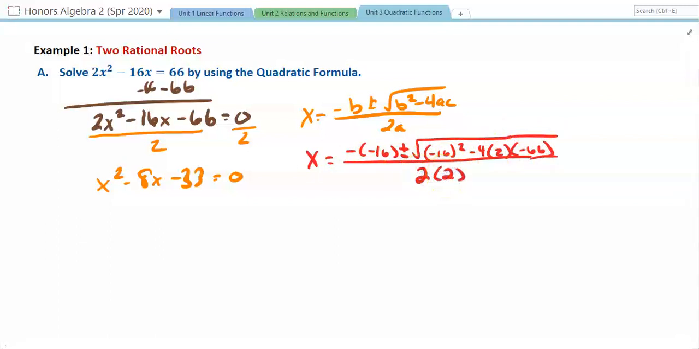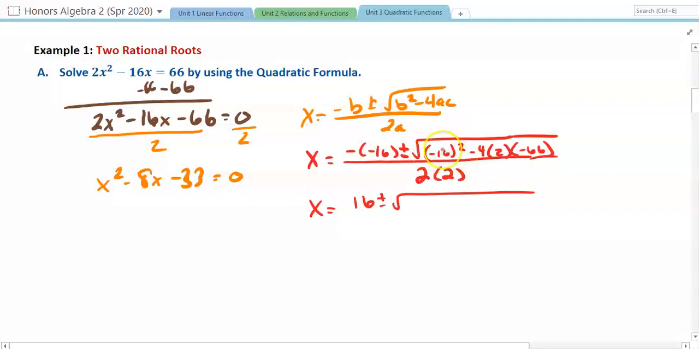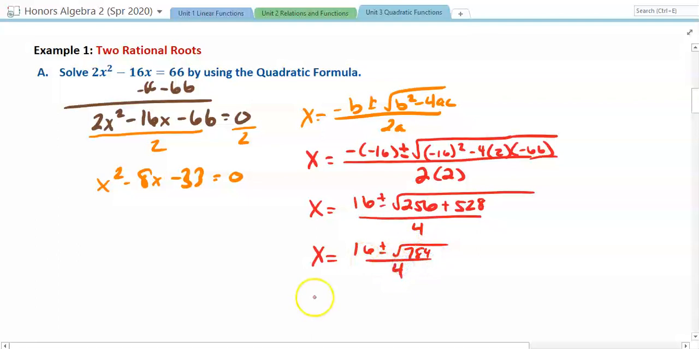And so now we're going to simplify what we've got. And so x is equal to, double negative is positive, so that's positive 16, plus or minus the square root. 16 squared is 256, minus, well, 2 negatives are going to give me a positive, and 8 times 66 is 528. And that's all over 4. And so x is equal to 16 plus or minus the square root. 256 plus 528 is 784. And that's all divided by 4.